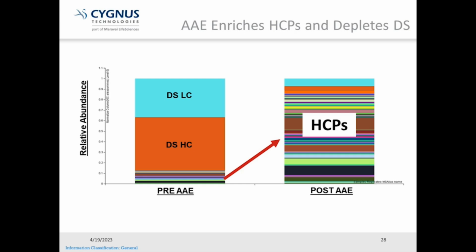Post-AE on the right shows that the relative abundance of the host cell proteins has been increased after AAE, and that of the drug substance heavy chain and light chain has decreased. This slide shows that AAE enriches host cell proteins and depletes the drug substance.